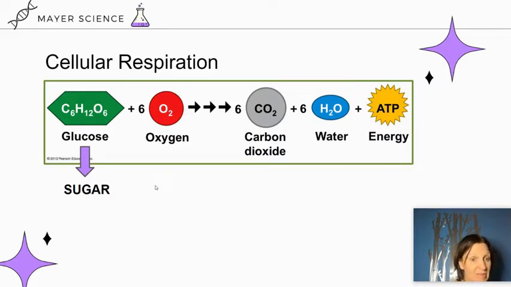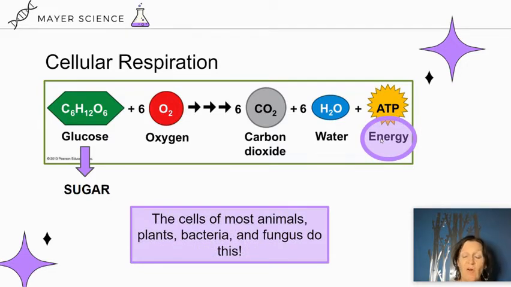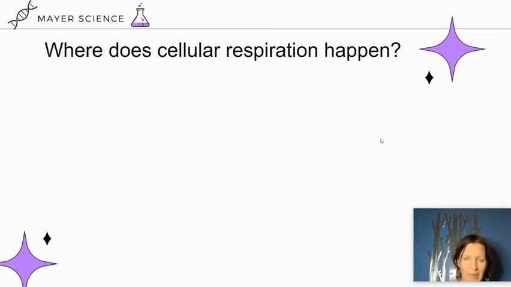The yeast combine the sugar with oxygen that they're getting from the air, and that ends up making some molecules of carbon dioxide. So we've got CO2, makes some molecules of water, and it makes this fancy stuff called ATP, which is just another way of saying energy. The cells of most animals, plants, bacteria, and fungus all go through this chemical reaction of cellular respiration to make energy. So, where does this happen in the cells?